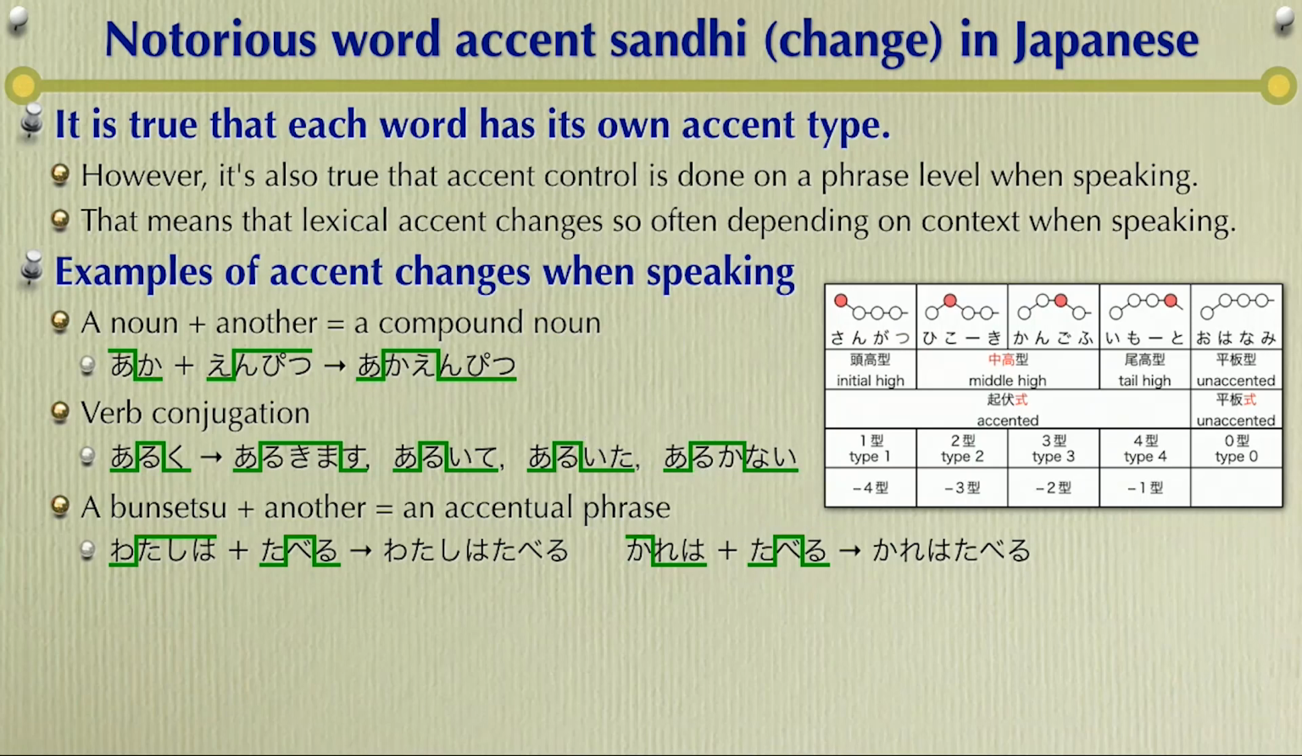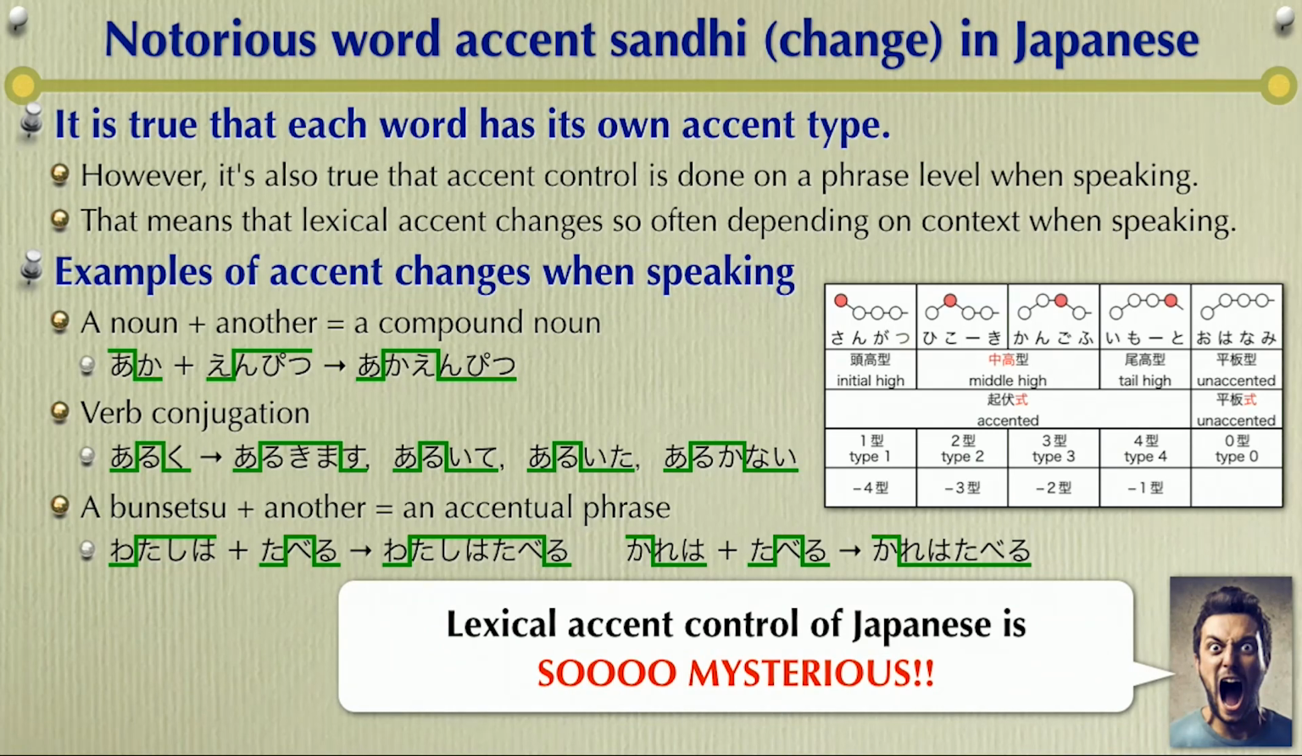Another example is this sentence: I eat. Watashi wa taberu, I and eat. Isolated pronunciation is watashi wa and taberu. But if they are combined, we often say watashi wa taberu or kare wa taberu, he eats. Each word has its own lexical accent, but when they're combined, the accent control is somewhat changing. And some learners often say that lexical accent control of Japanese is so mysterious.